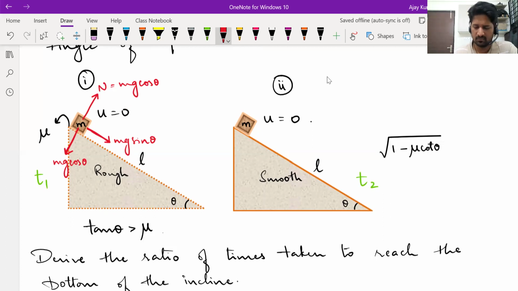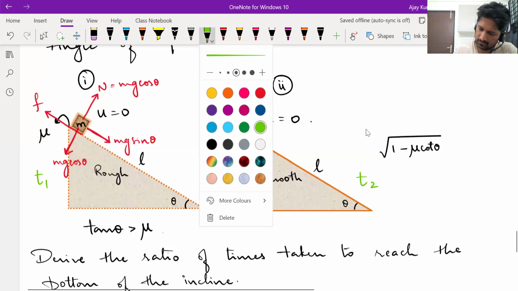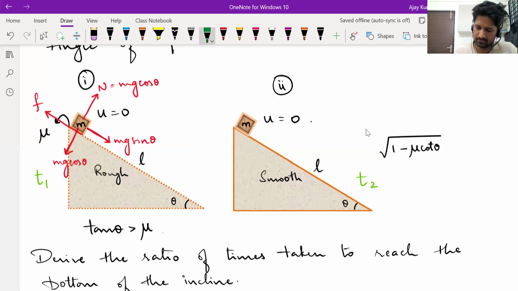It's a rough surface, so friction will act. Yes, friction will act up the incline like this, because the block is sliding down the incline. Okay, these are the forces acting on the block in the first case. Second case. Puneet, tell me what forces act on the block in the second case.